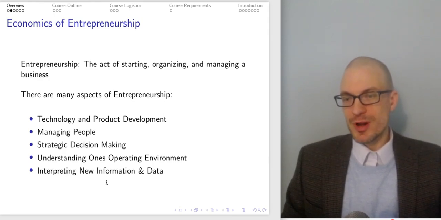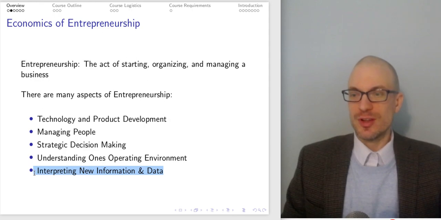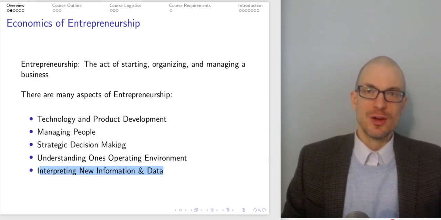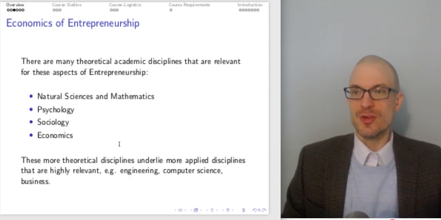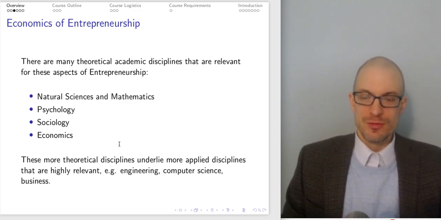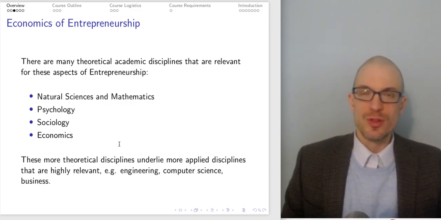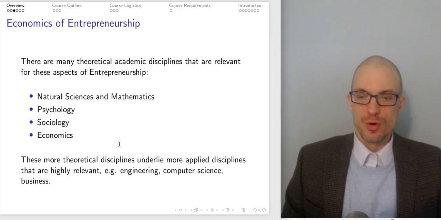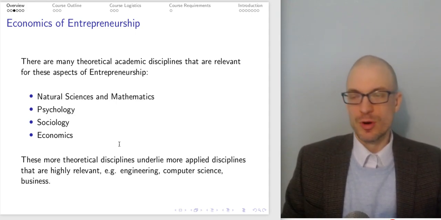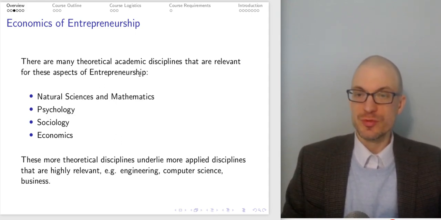Understanding one's own operating environment and interpreting new information and data. I won't do a whole lot with data here, but one of the things that I will do is show how you could back out a demand curve, at least in principle, from data and where this would actually come from. So we're not going to rest a whole lot on the econometrics that you'd have from other courses. However, I'll show one of the places, or a couple of the places, where it would be useful.